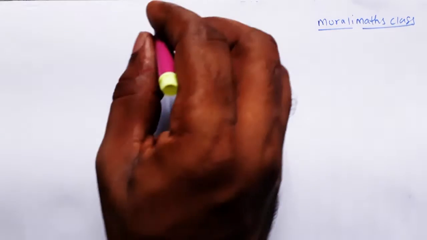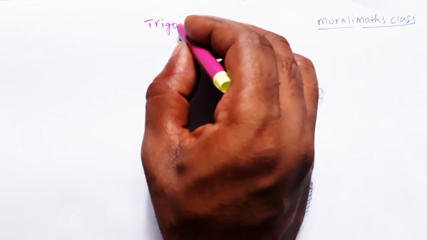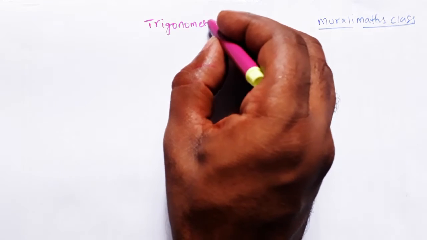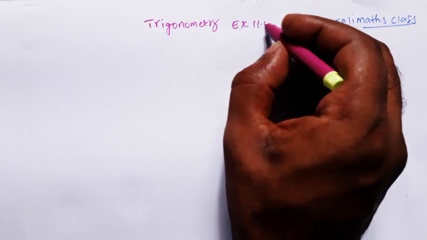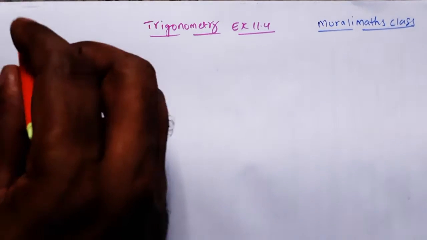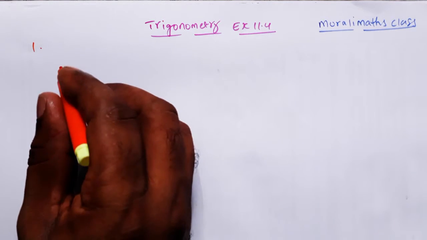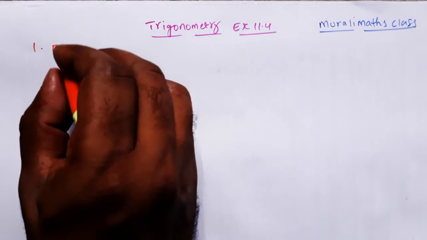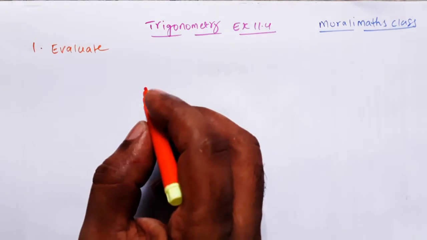So today we'll learn trigonometry, exercise 11.4. Exercise 11.4. In that first problem we'll see, first one. So first one what they are given is evaluate the following.